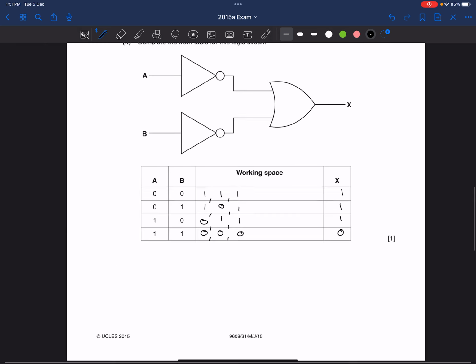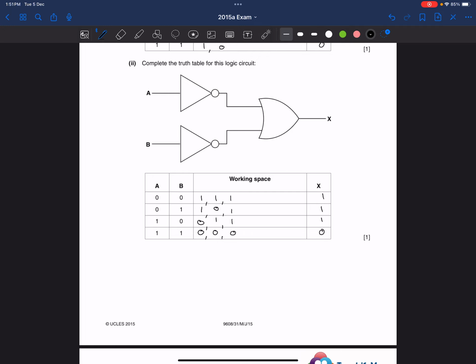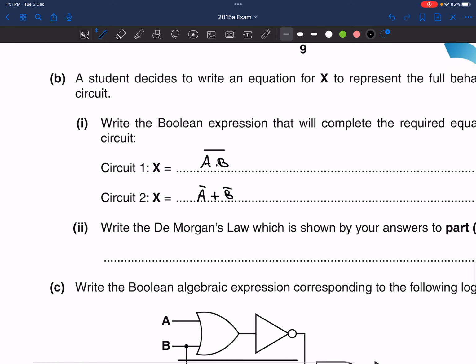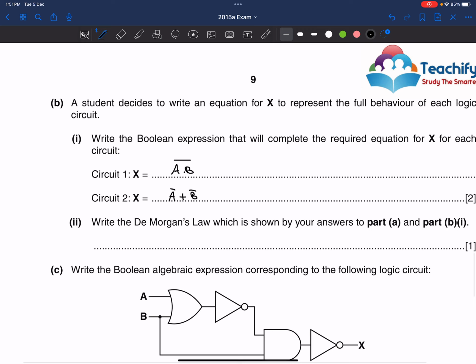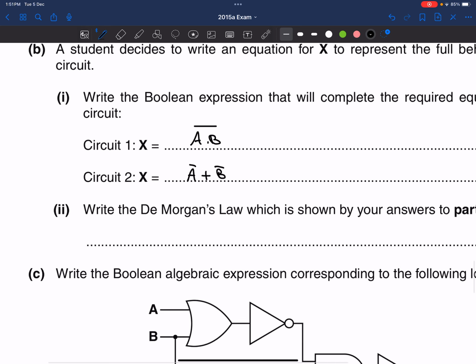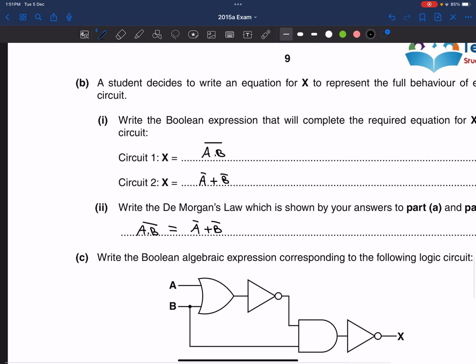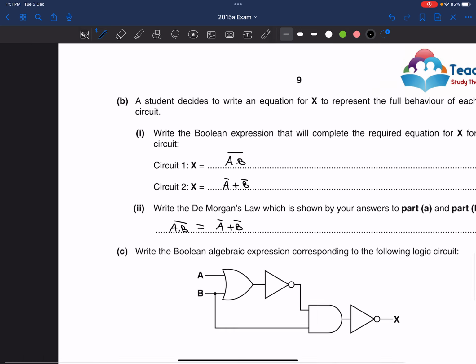And for the second one, we have a NOT A or a NOT B. So it's simple, you do NOT A, so an A with a line over it, or with the plus, NOT B. Now, I'm going to write De Morgan's law, which is what I already showed earlier on in the beginning. So we can just write A NAND B is equal to not A or not B, which then shows that circuits 1 and 2 are actually the same.